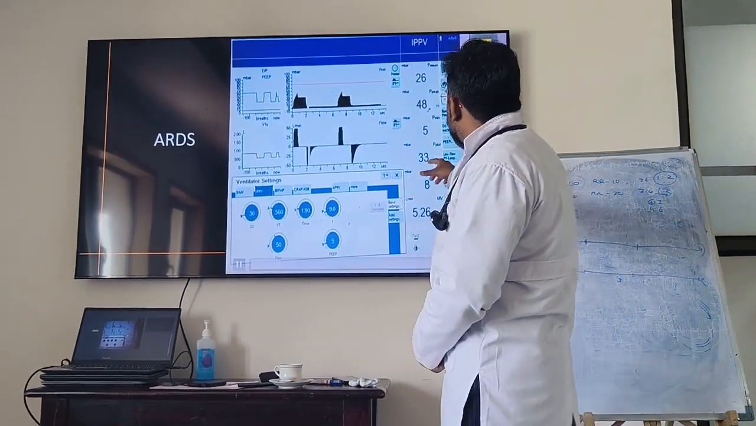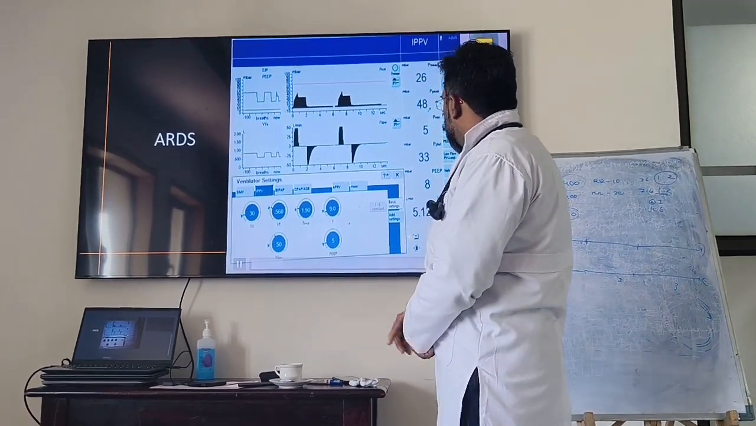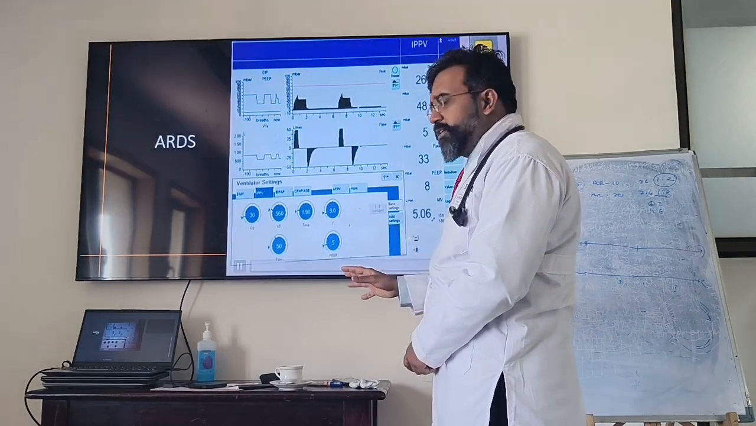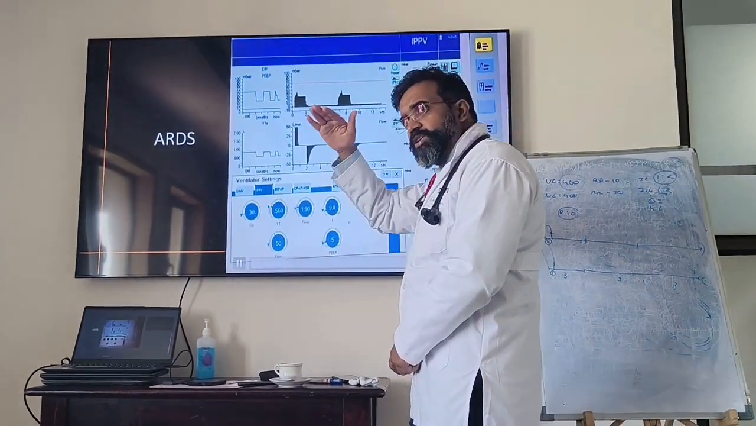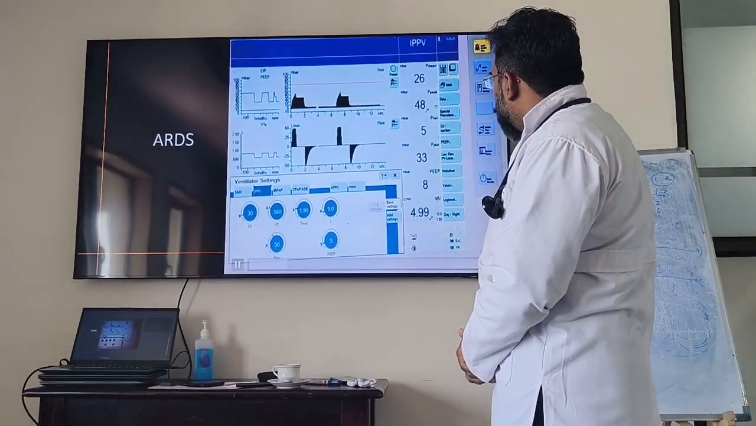The mean airway pressure is seen over here. Mean airway pressure. Okay, this is the peak. Clear? Now minute ventilation is 5.1 here. As I have changed the ventilator, it is settling now. Minute ventilation is coming up. Because I change the tidal volume, minute ventilation is coming down. So minute ventilation has come to 5 now. Okay, let it settle down.